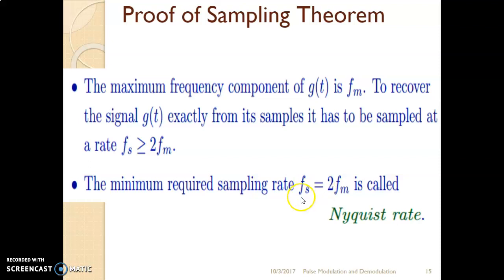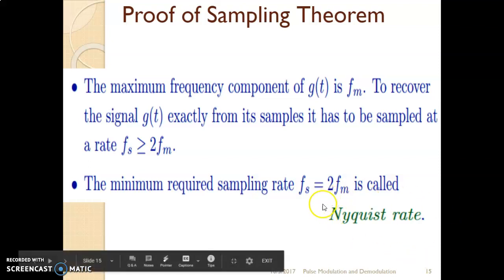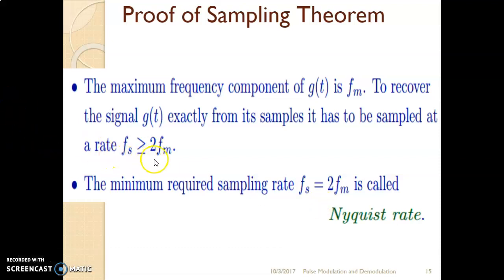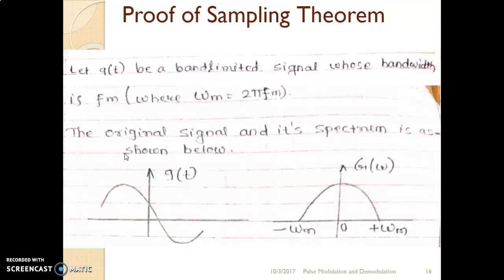When your sampling frequency is exactly equal to twice fm, this is called the Nyquist rate of sampling. The sampling theorem requires fs greater than or equal to twice fm, where fm is the frequency of the original signal which is to be sampled, and fs is the sampling frequency.